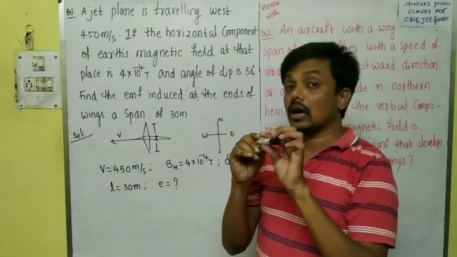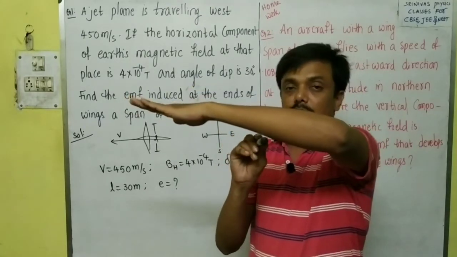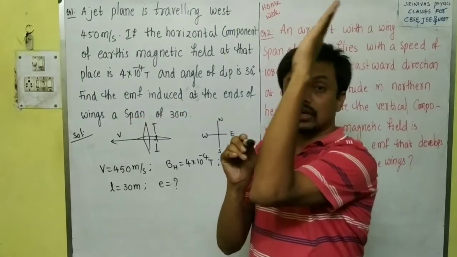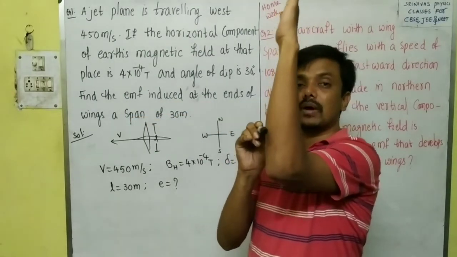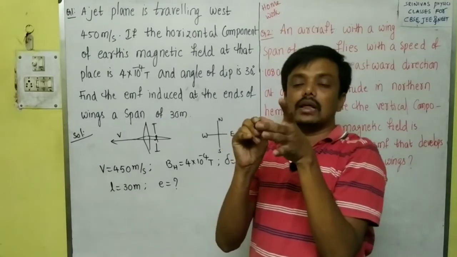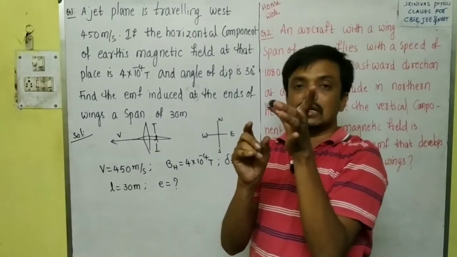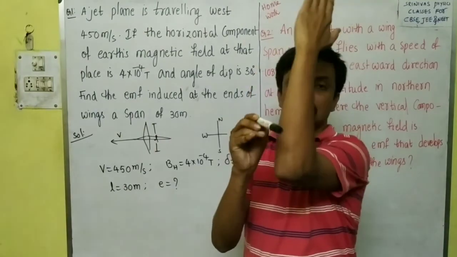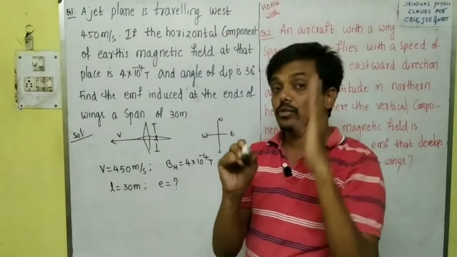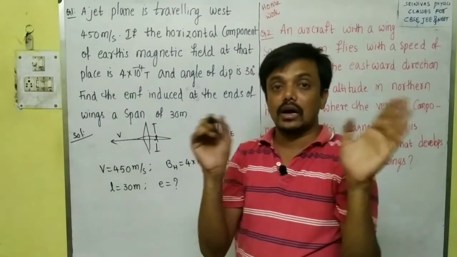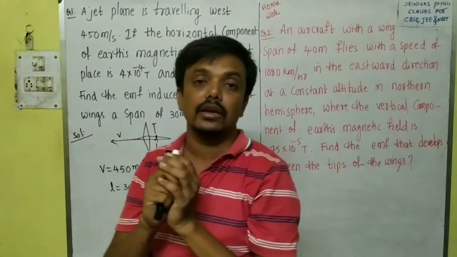Then they gave the horizontal component of the Earth's magnetic field like this. The vertical component is like this. If you take the vertical component of the Earth's magnetic field, length is along this, vertical component like this, velocity like this, all are mutually perpendicular. But if you take the horizontal component, it is not perpendicular.